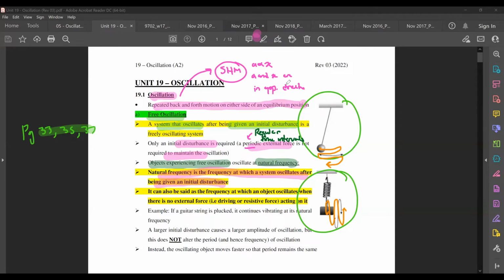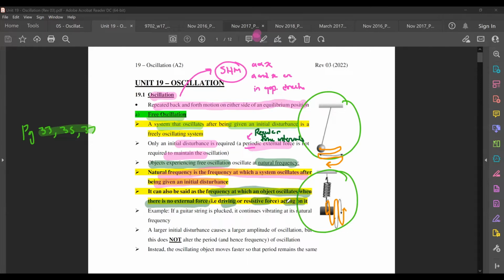But more specifically, the marking scheme uses the second definition. They say it's the frequency at which an object oscillates when there's no external force acting on the system, which is kind of true. You see, when you go and displace the mass or whatever object and you release it, it will oscillate. So during the time it's oscillating, it is correct to say that there's no external force acting on it. You did not actually purposely apply a force to cause it to oscillate. And if you assume that there's no resistive force acting on the object, this is actually free oscillation.